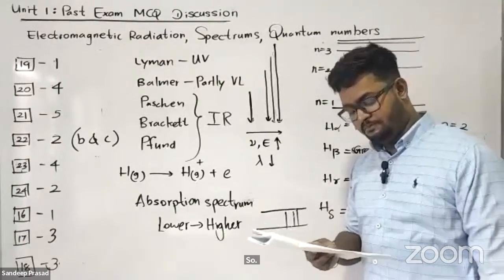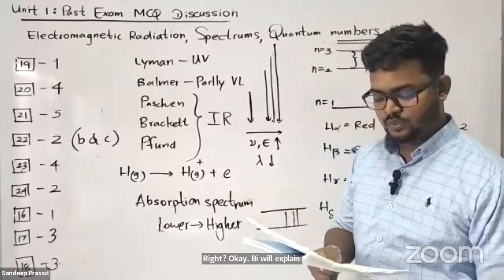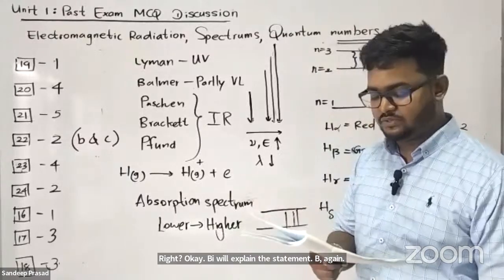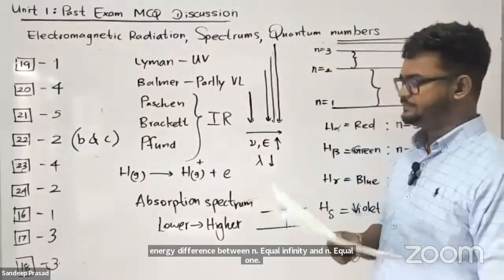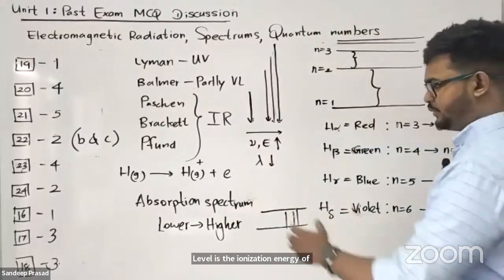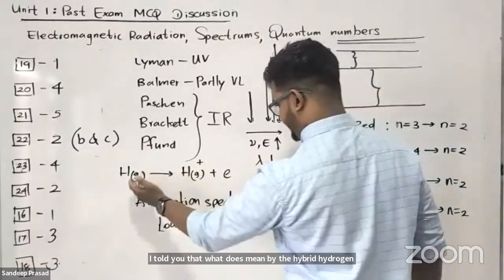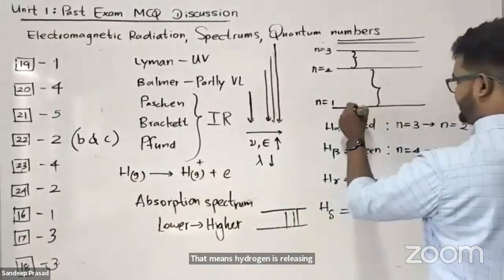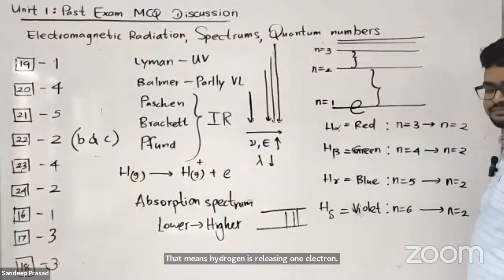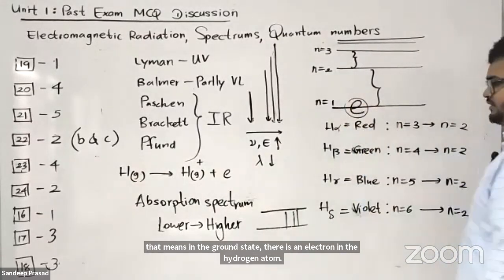Right, okay. I will explain statement B again. The energy difference between n equal infinity and n equal 1 level is the ionization energy of hydrogen. Remember, I told you, what does it mean by hydrogen ionizing? That means hydrogen is releasing one electron. So in the ground state, there is an electron in the hydrogen atom. So this is actually what? Going for what?